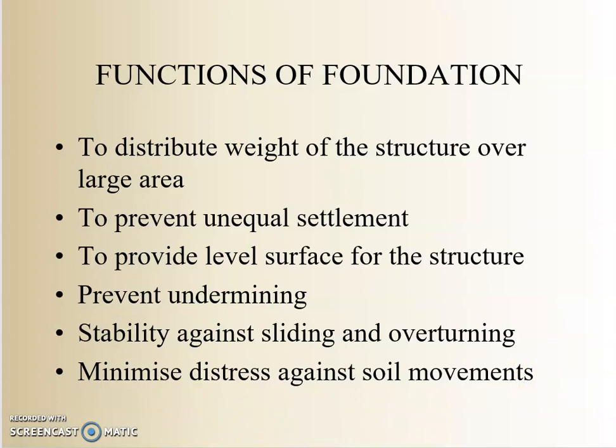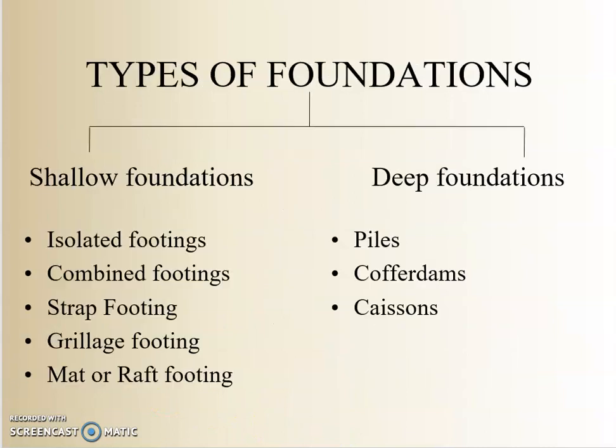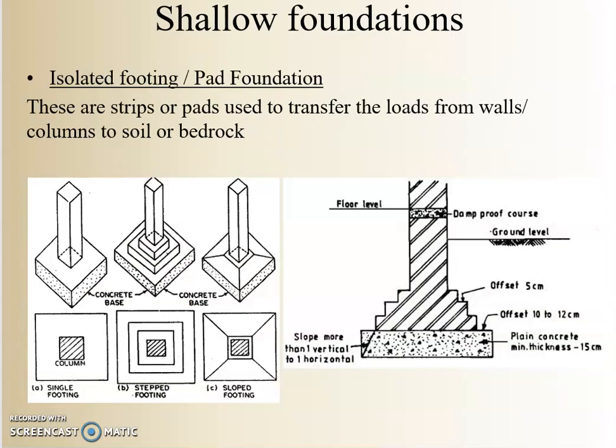Okay. So now, primarily, foundations are going to be divided into two categories. One is shallow foundation, and the other is deep foundation. Okay. And in shallow foundations, we have isolated footings, right? We have combined footings, we have strap footings, mat or raft foundation. Also, in deep foundations, we have piles, cofferdams, and caissons. So starting with shallow foundation, the first one is isolated footings. Okay, they're also called pad footings.